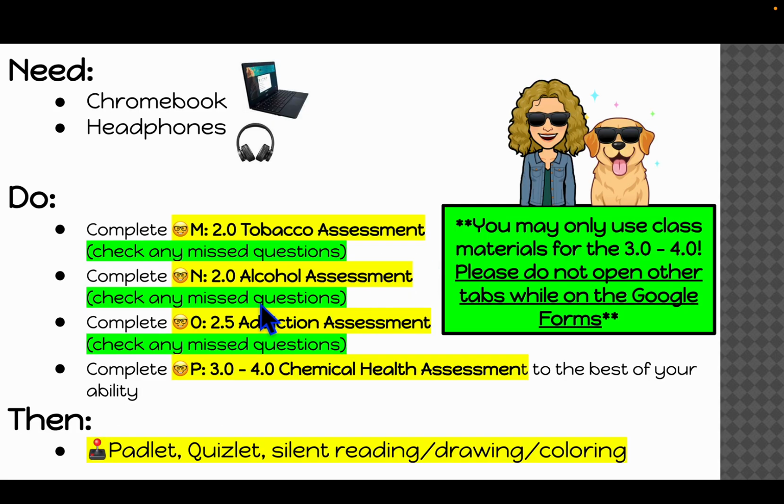All right, so you're going to start off with M as in Montana, and then you're going to do N as in Nebraska, O as in Ohio, and then P as in Pennsylvania. And then when you finish, you can do some silent reading, Padlet, Quizlet, drawing, whatever.